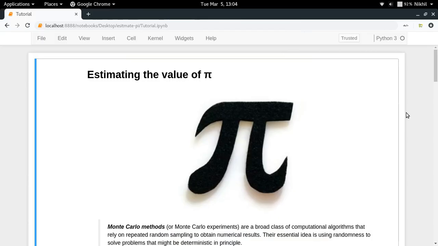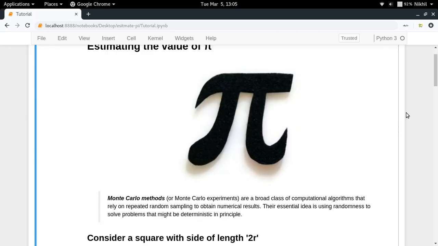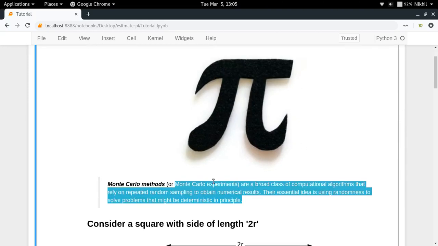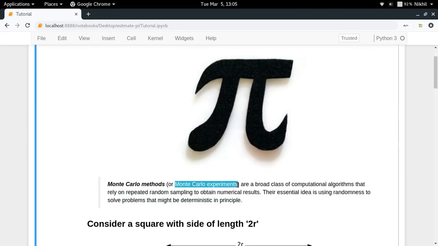Before we start writing some code for creating a simulation for estimating the value of pi, we first of all need to know what we are actually going to do in theory. What we are going to do is a Monte Carlo experiment. So what is a Monte Carlo experiment? Monte Carlo experiments are a broad class of algorithms which rely on repeated random sampling in order to obtain some result. So what do you mean by repeated random sampling?